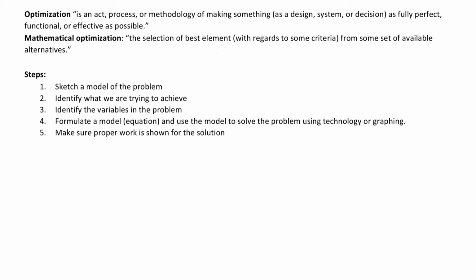And another definition that I found somewhere else says that mathematical optimization is the selection of best elements with regards to some criteria from a set of available alternatives. In our case with the open box, the selection of best elements, we were looking at the best volume. With regards to some criteria, this was the cutout length.